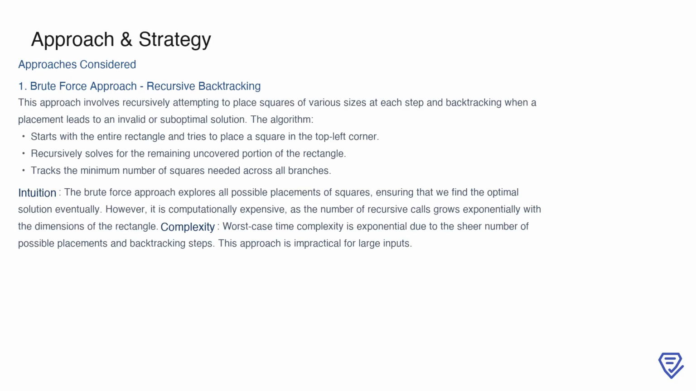To solve the problem of tiling a rectangle with the fewest squares, one approach we could consider is a brute force method using recursive backtracking. This involves starting with the entire rectangle and attempting to place a square in the top left corner. Once the square is placed, the algorithm recursively works on the remaining uncovered portion of the rectangle. At each step, it tracks the number of squares used and explores all possible placements to eventually determine the minimum required. The intuition behind this approach is that by exhaustively trying all configurations, we can guarantee finding the optimal solution.